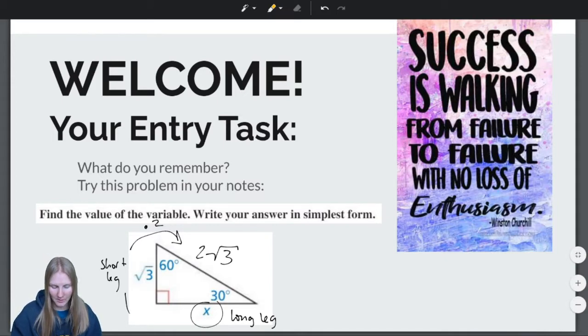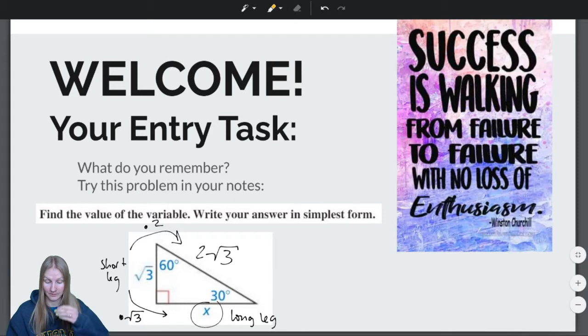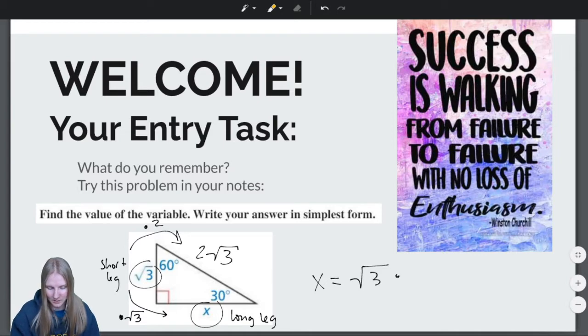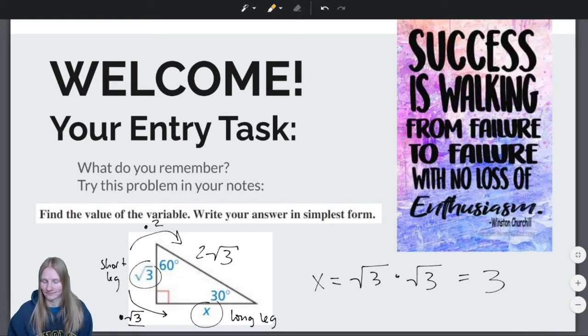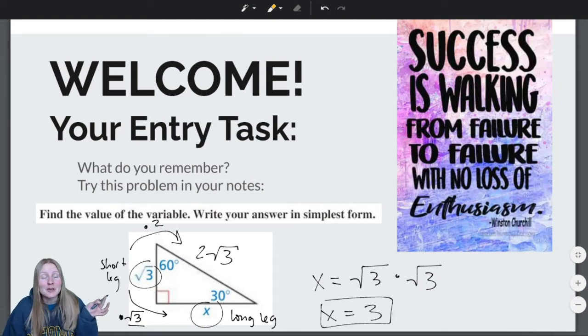Now, to get from the short leg to the long leg, I need to multiply by the square root of 3. So I'm going to take x is equal to the short leg, the square root of 3, times the square root of 3. What is the square root of 3 times the square root of 3? That would be 3. Well, not cancel each other out, but together, 2 square roots of the same thing give us that x equals 3. And there you have it.